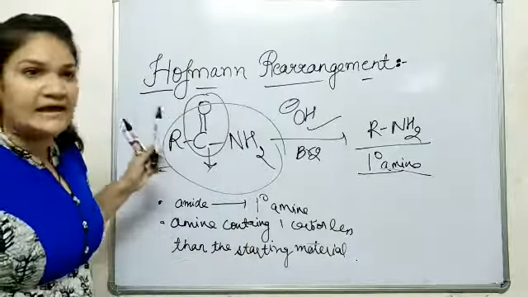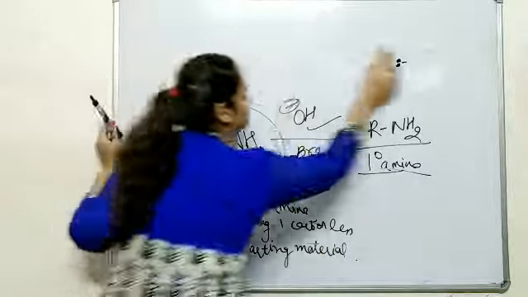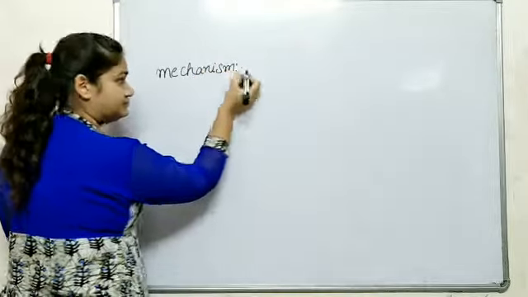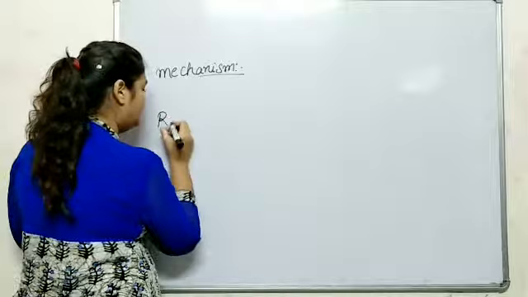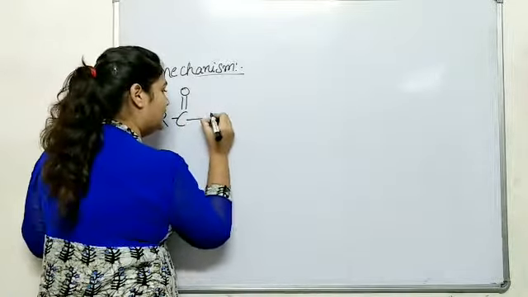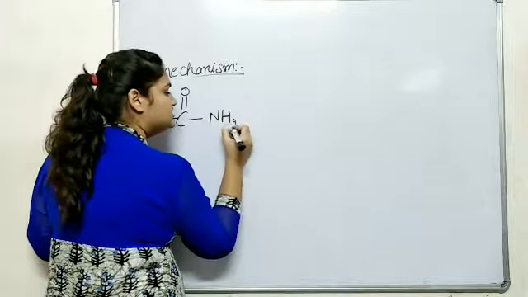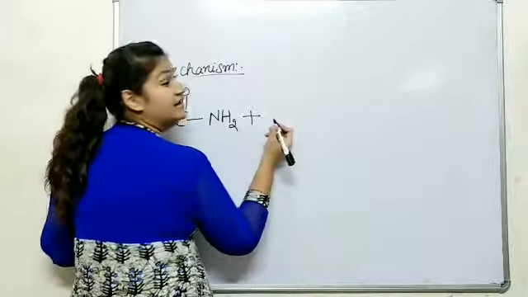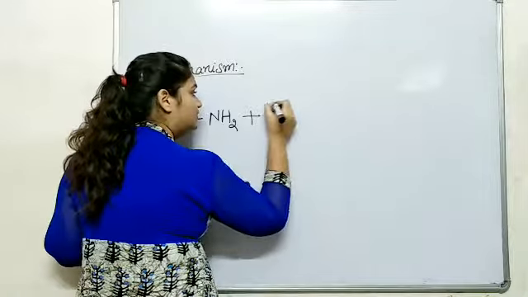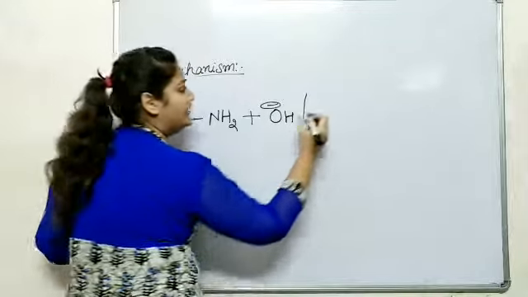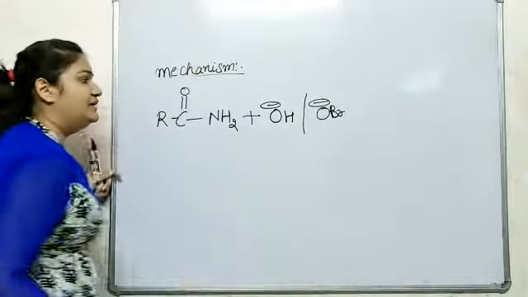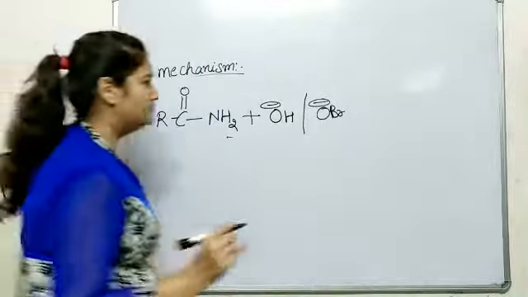Now let us study the mechanism of Hofmann rearrangement. We have an amide, that is RC double bond O and NH2. When it gets treated with base, either OH negative or a hypohalide, that is OBr negative, then what will happen? It will abstract the proton.